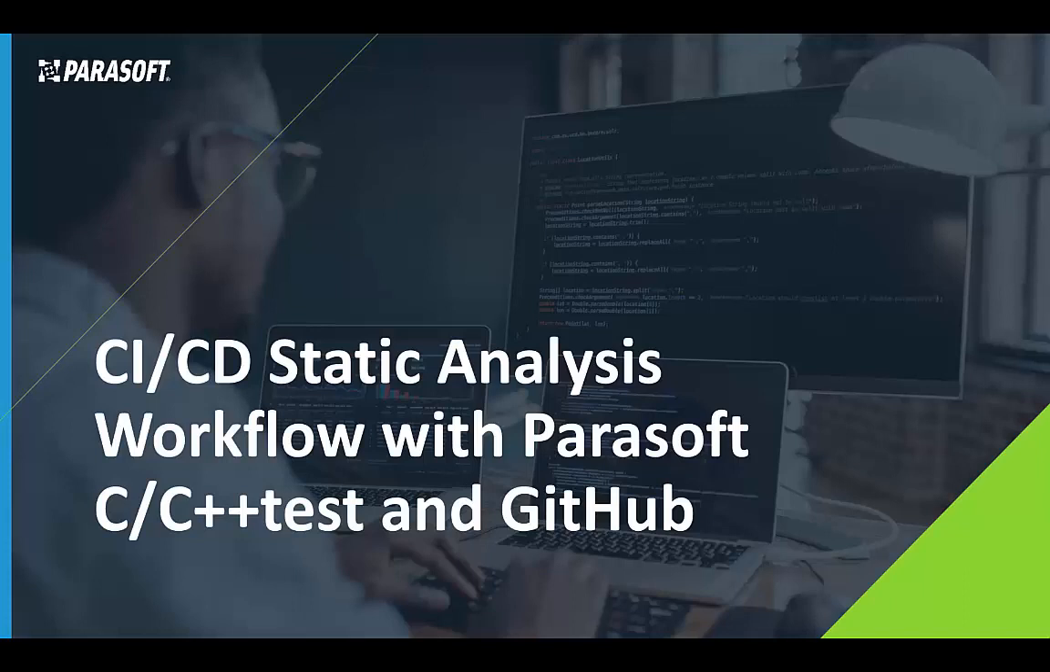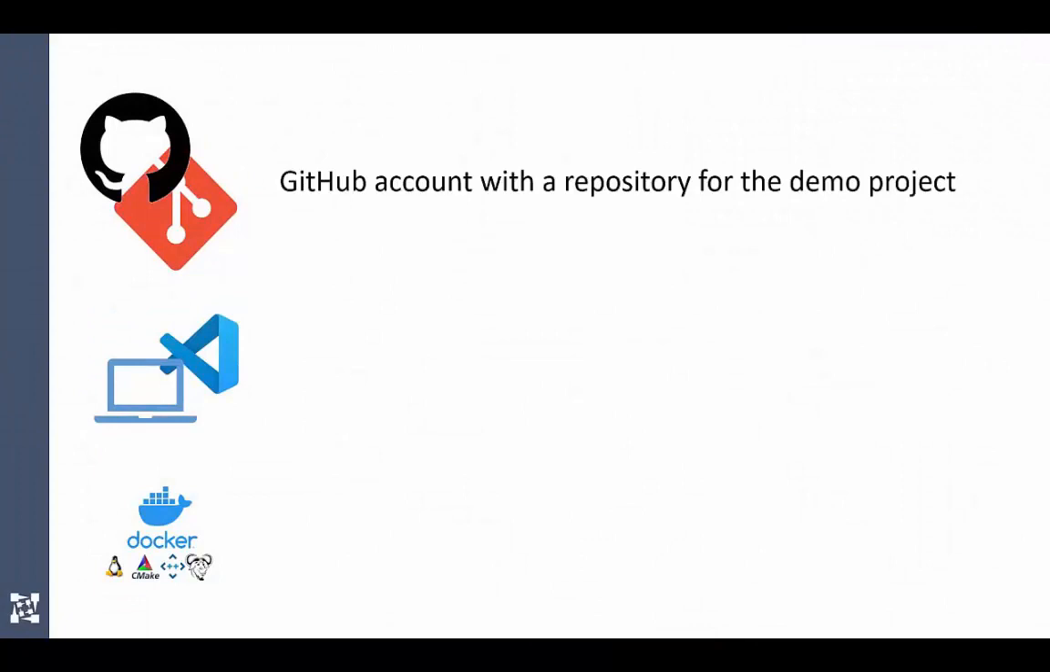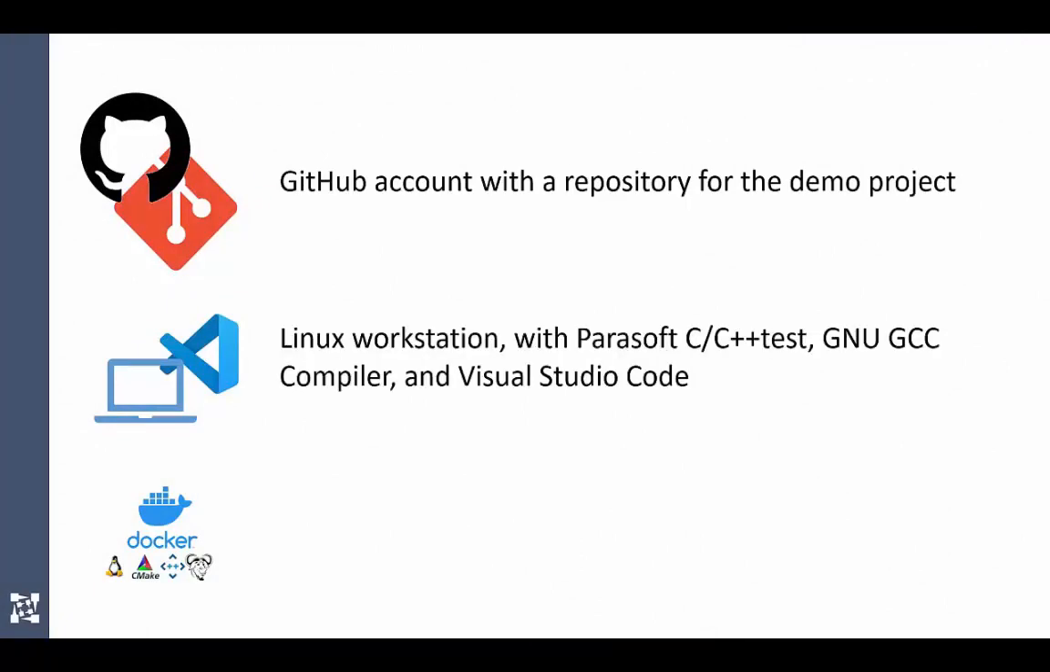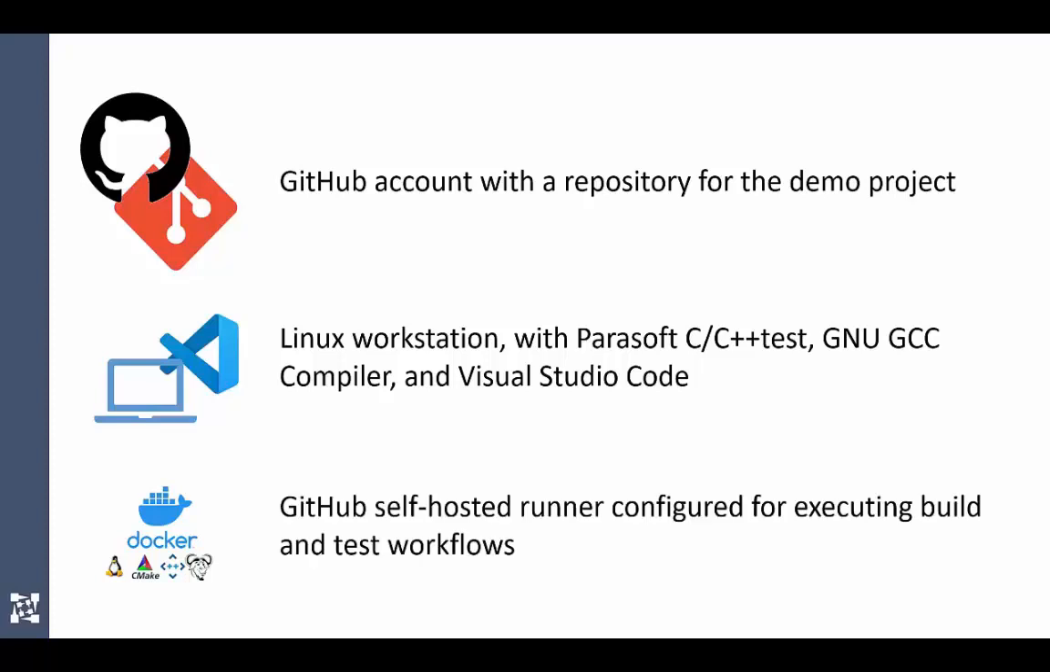Thank you, Ricardo. We're going to see how easy it is to create a GitHub workflow with C++ test static analysis, how to access static analysis results in GitHub, and how to download results from GitHub account to VS Code for convenient remediation. For the demonstration, we'll need a GitHub account with a repository for the demo project, a Linux workstation with Parasoft C++ test, GNU GCC compiler, and Visual Studio Code, and a GitHub self-hosted runner configured for executing build and test workflow, which we'll set up on the workstation.